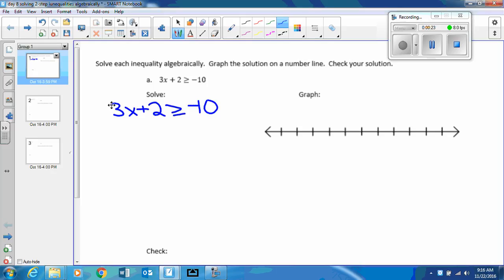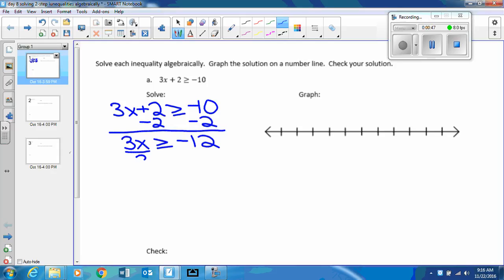Remember, you're doing the reverse of the order of operations. So on the same side as x are the numbers 3 and 2. I would first undo the adding 2 by subtracting 2 from each side. On the left side, I have 3x. On the right side, negative 10 minus 2 is negative 12. So 3x is greater than or equal to negative 12.